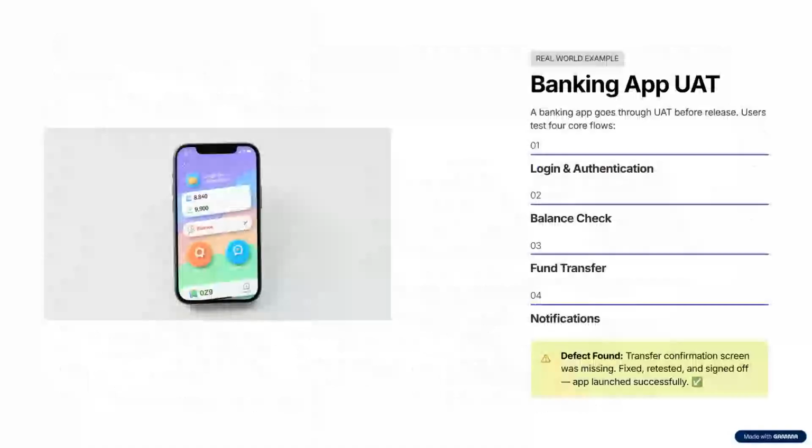To summarize, UAT is the final validation that a system meets business requirements before going live. As a business analyst, you play a key role in planning, supporting, and signing off UAT, making sure the right solution reaches the right users.